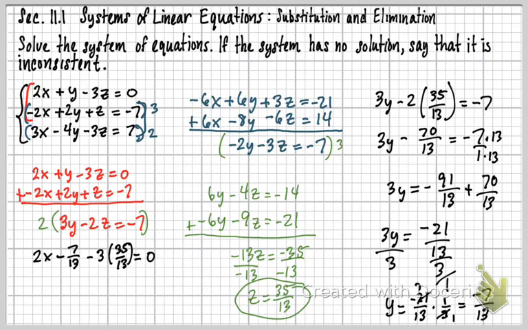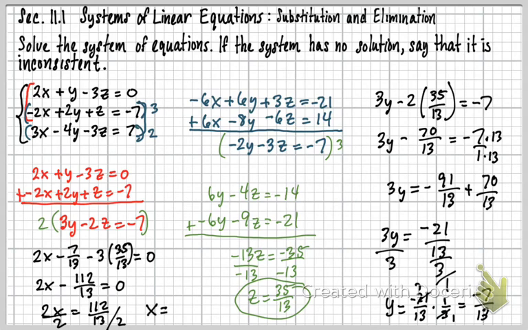Okay, so that's going to be 35 times 3, so that's going to be 105. So I really get 2x minus 7 over 13 minus 105 over 13 equals 0. So that equals negative 112 when I put those together. So it's negative 112 over 13. Now I need to move that to the other side. So I'm going to get 2x equals 112 over 13. Then I need to divide by 2. Divide by 2, so that means I'm going to flip and multiply.